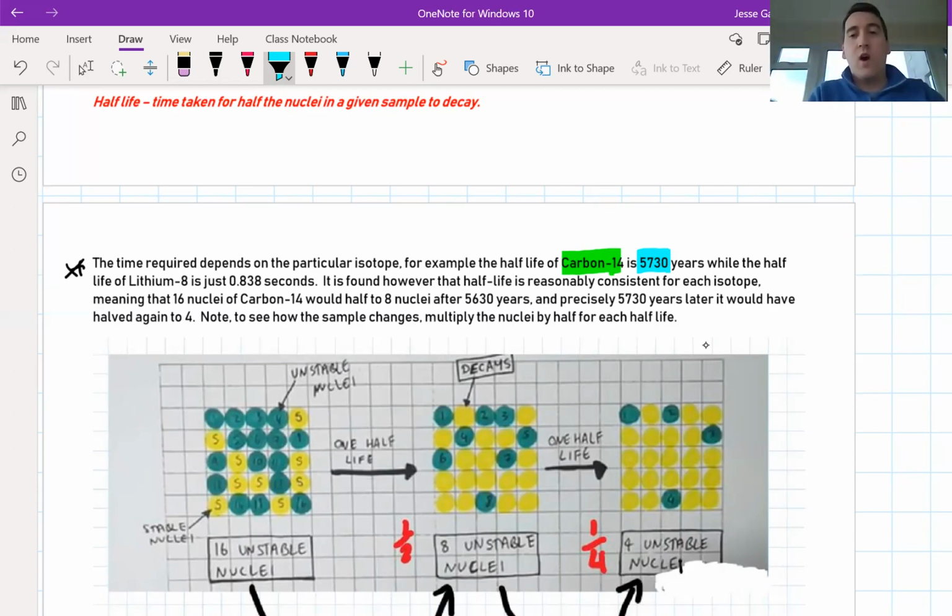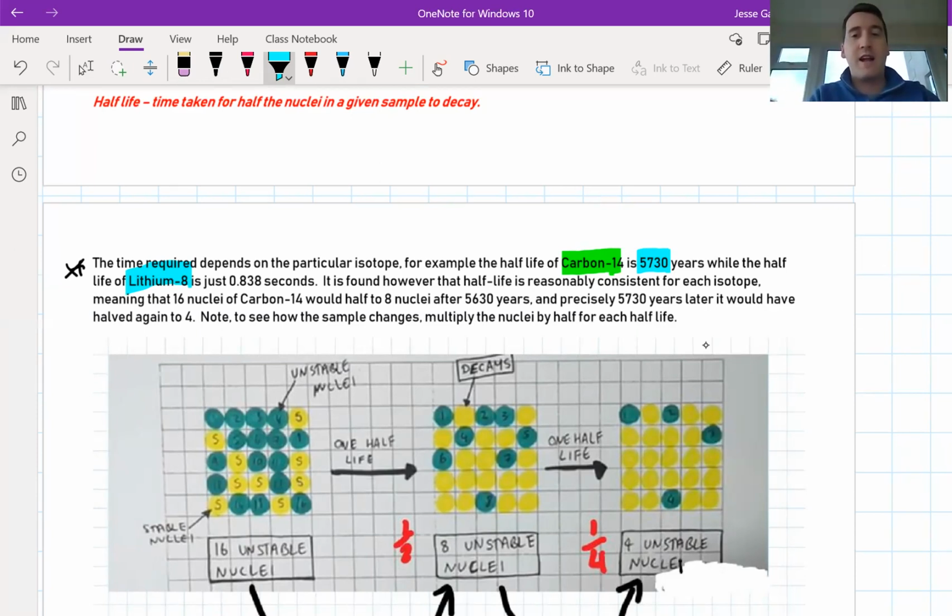While the half-life of lithium-8 is much smaller, obviously, it's less than 1 second, 0.838 seconds. So really, really quick. So that one turns stable really quick, because every second, half of the nuclei are gone. If you've got 1 million nuclei, every second that'll be half a million, 500,000, 250,000, 0.125 million. And again, I'm not even sure what comes next.